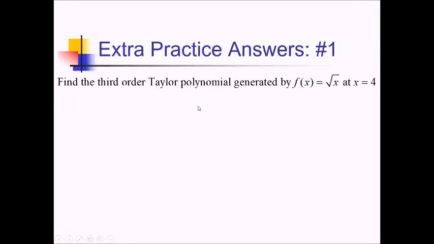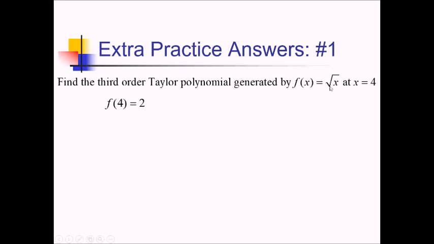For this problem, we want the third-order Taylor polynomial generated by radical x at x equals 4. So we have to start by finding f of 4 itself. That's just the square root of 4, which is 2. And we also need 3 derivatives to get the third order. So let's go ahead and get the next derivative.